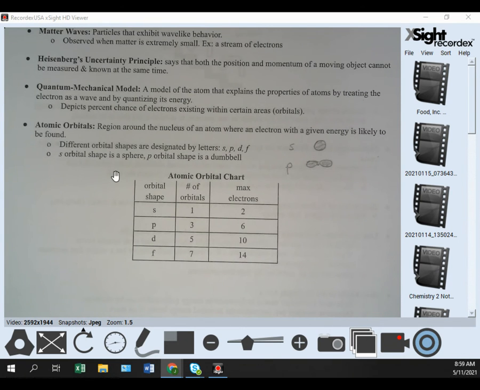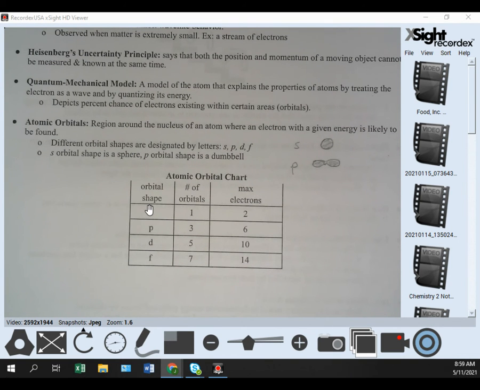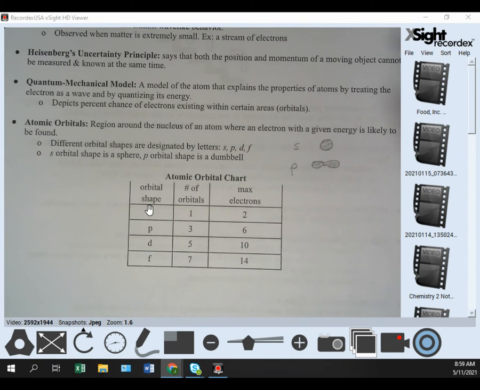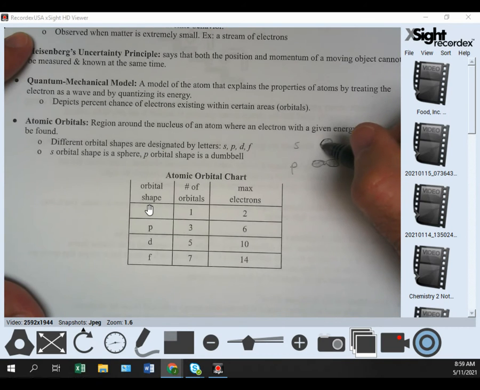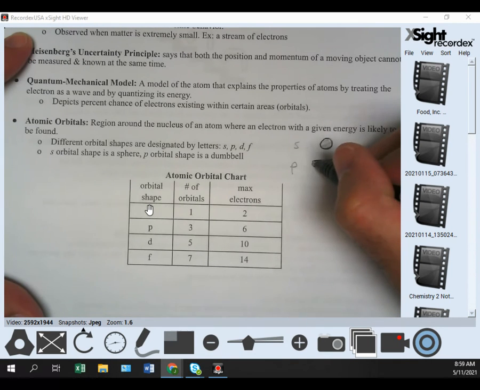Okay, so the different orbital shapes are designated by the letters S, P, D, and F. Don't ask me why, I have no idea. I'm sure there's a reason somewhere, but I don't know what it is.